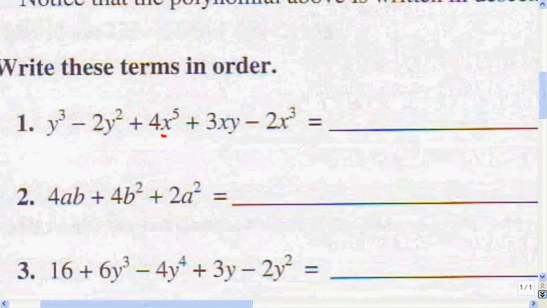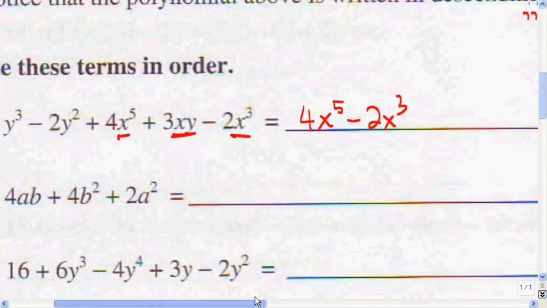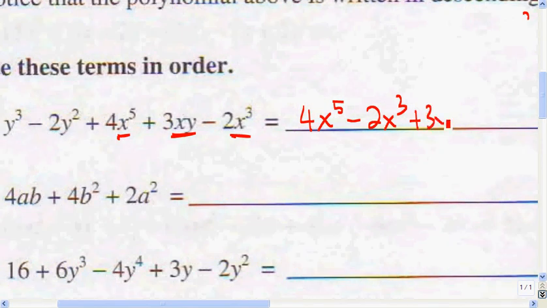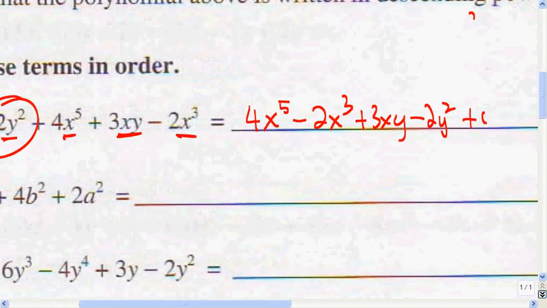So alphabetically, x goes first, right? So we're going to write 4x to the fifth. Then alphabetically, x cubed goes next, because the first term is always from larger to smaller exponent. So negative 2x cubed. And then alphabetically, xy comes next, right? So I'm going to write positive 3xy. And then we have y squares and y cubes. Well, with all the other terms, after the first term, instead of starting with the larger exponent, we start with the smaller one. So we're going to start with a negative 2y squared and then a positive y cubed. There, that's the correct order. And it's in alphabetical order.